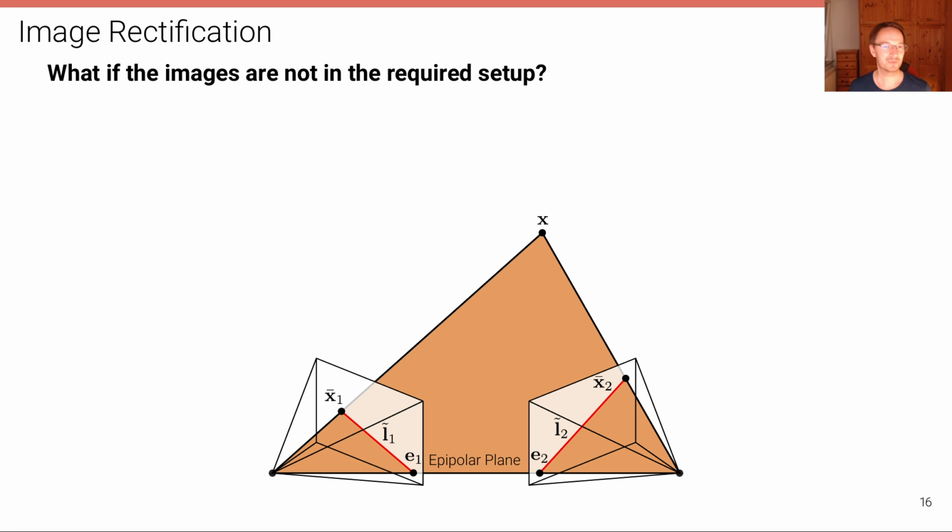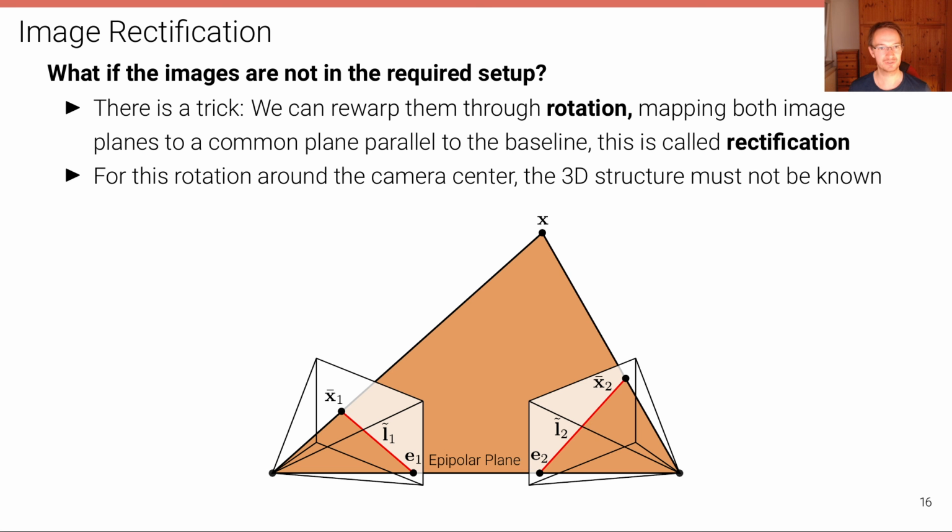So what can we do if the cameras or the images are not in this required setup? Well, the nice thing is that there is a trick. We can actually rewarp these images through a rotation that maps both image planes to a common plane parallel to the baseline. In other words, we can bring the non-rectified setup into a rectified setup, and this process is called rectification. And the nice thing about this is that for this rotation around the camera center, because we're just rotating the camera into a new virtual camera around the optical center, we don't need to know the 3D structure.